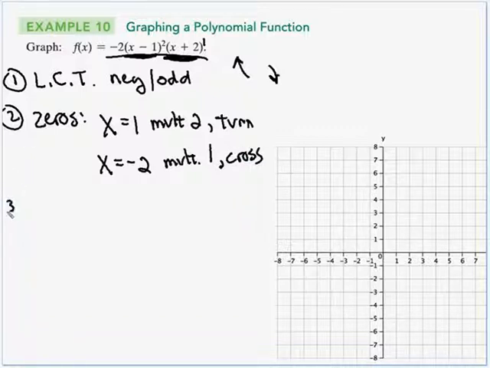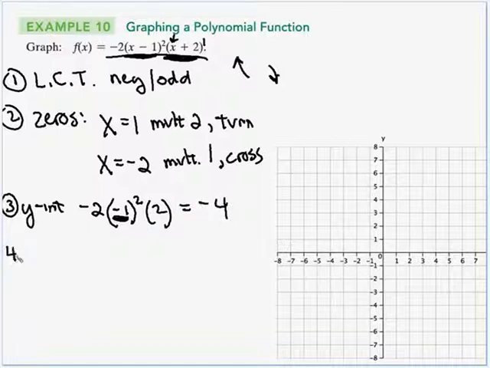Let's see. Step 3, y-intercept. We're going to plug in a 0 for all x's. So this equation starts with a negative 2. And then we're going to have a 0 minus 1, and that's negative 1 squared. And then we're going to plug in a 0 for this x and get 0 plus 2 is 2, and that's to the first power. So we square the negative 1 and get a positive 1. Positive 1 times 2 times negative 2 is going to be negative 4.